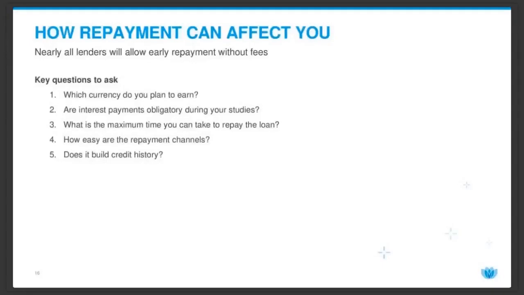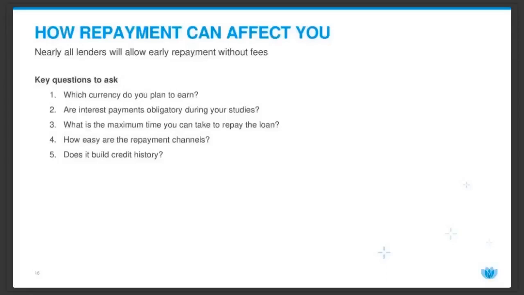Number 1 is, which currency do you plan to earn in? Sometimes there are lenders who require you to pay back in the same currency in which you have taken the loan. Suppose you are going to a US school and you get a job in Singapore, so you will be paying in Singapore dollars. There are a few lenders who do not encourage that, while there are a few who do. So it is up to you to decide which lender to go with and what your terms and conditions are.